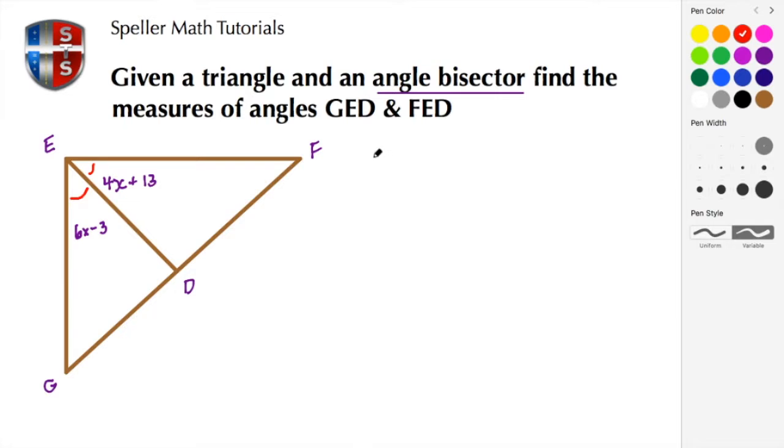So here we have 6x minus 3, and that is equal to 4x plus 13. Let's get our x's to one side by subtracting 4x from both sides. Here we have 6x minus 4x to give us 2x. Rewrite the negative 3, and then we bring down the 13.